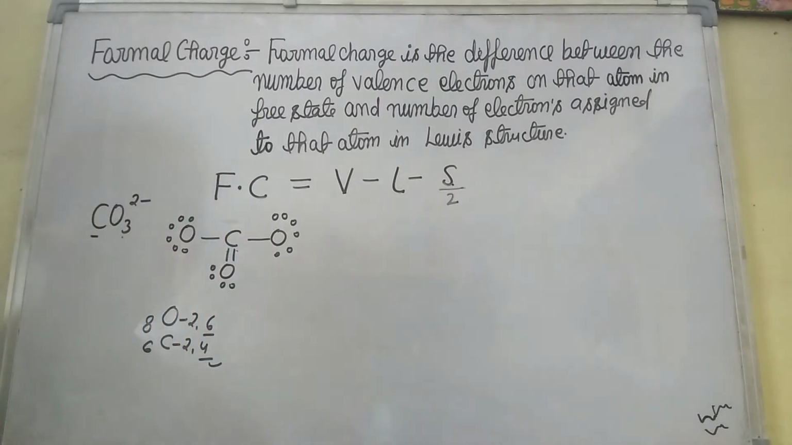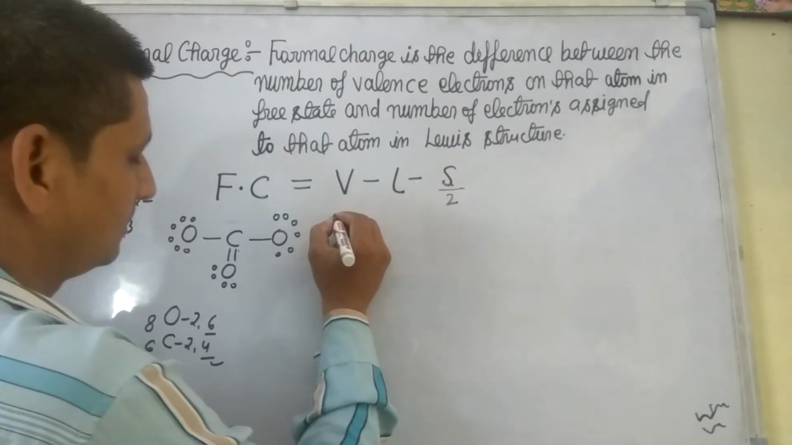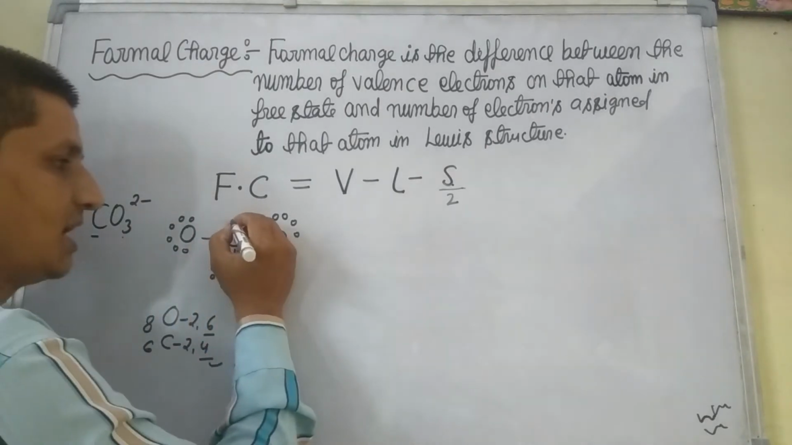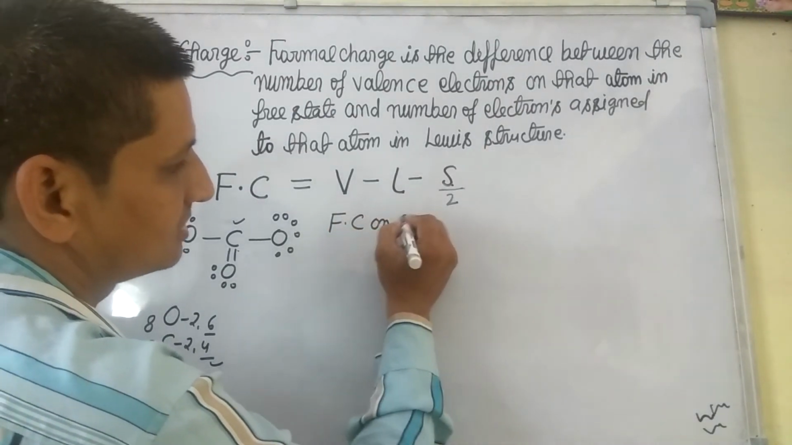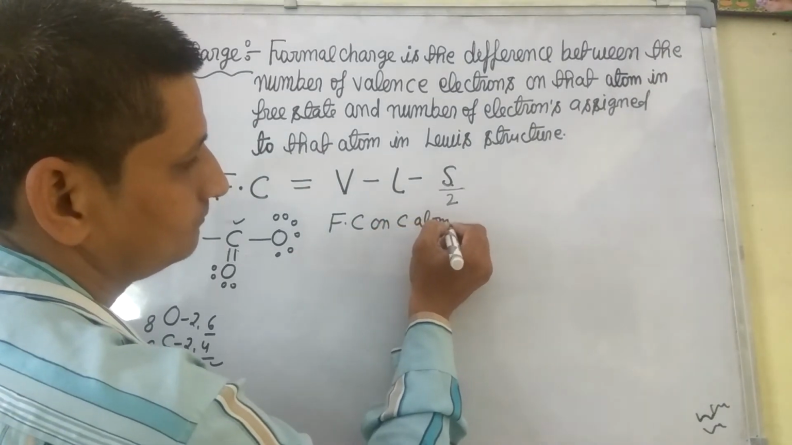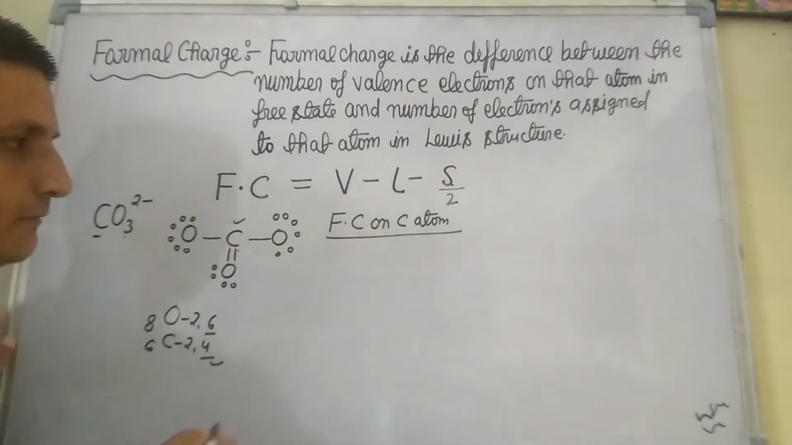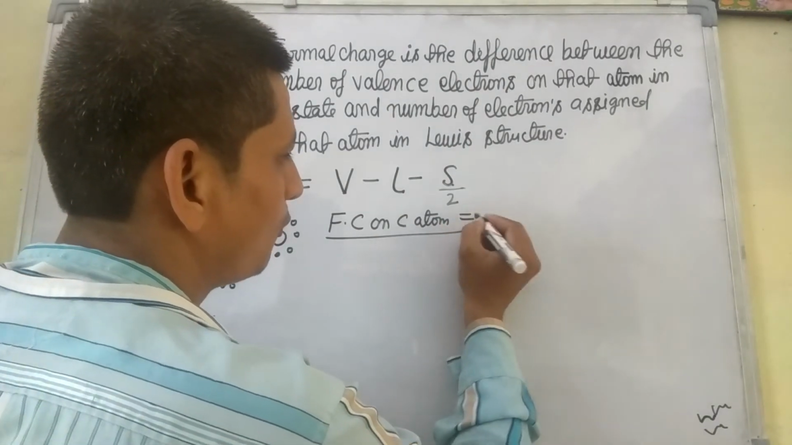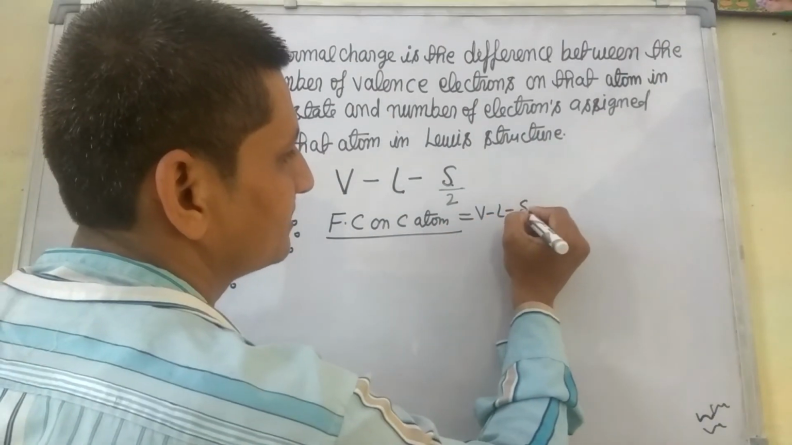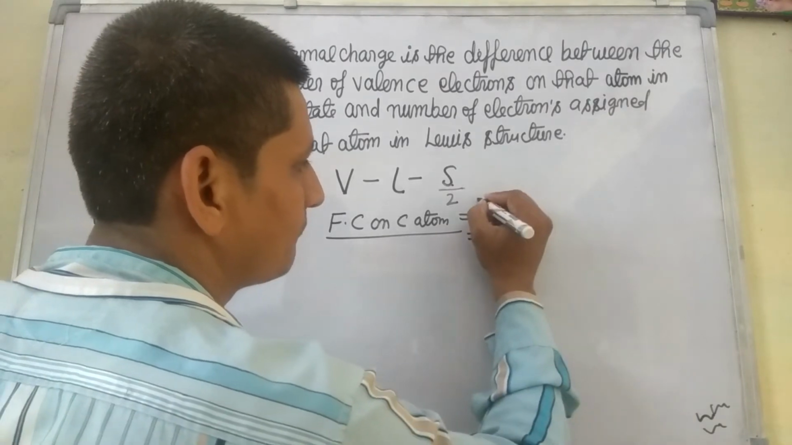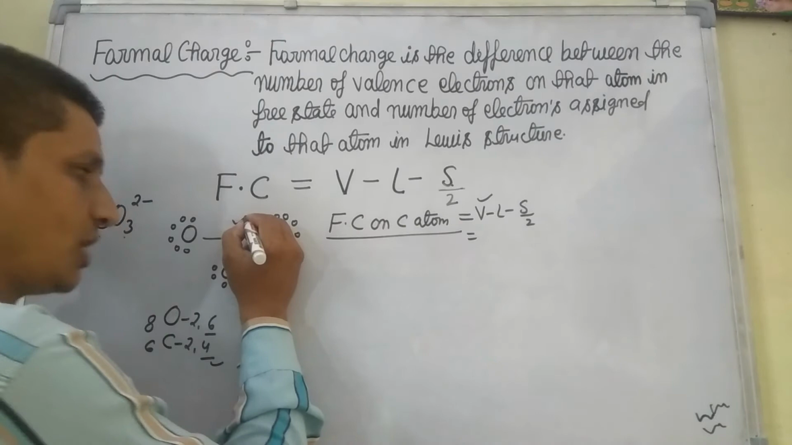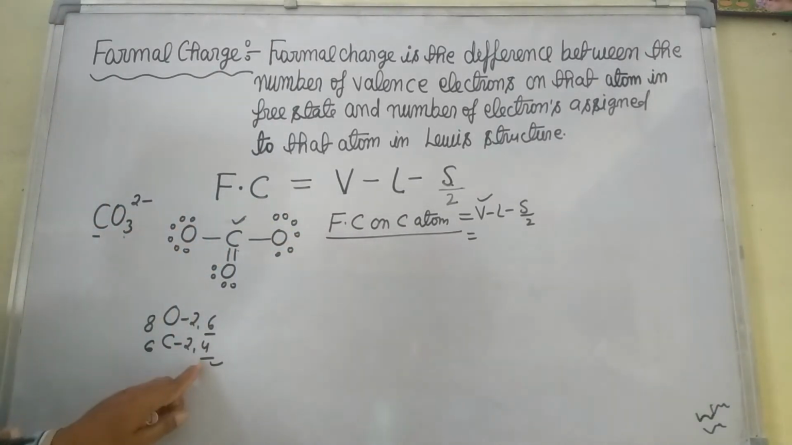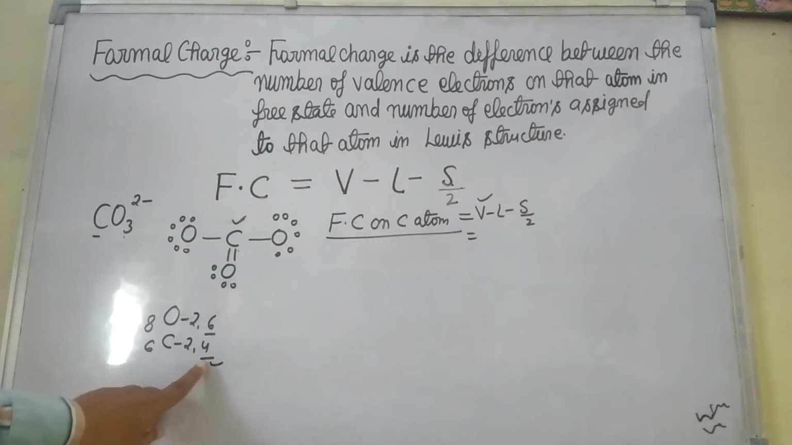Okay students, now I am telling you the formal charge on the oxygen atom. First I am telling you the formal charge on this carbon atom. Formal charge on carbon atom. Dear student, you know very well formal charge is equal to V minus L minus S by 2. Total number of valence electrons in the carbon atom. We are calculating the formal charge on carbon atom. Here the total number of valence electrons in carbon atom is 4.